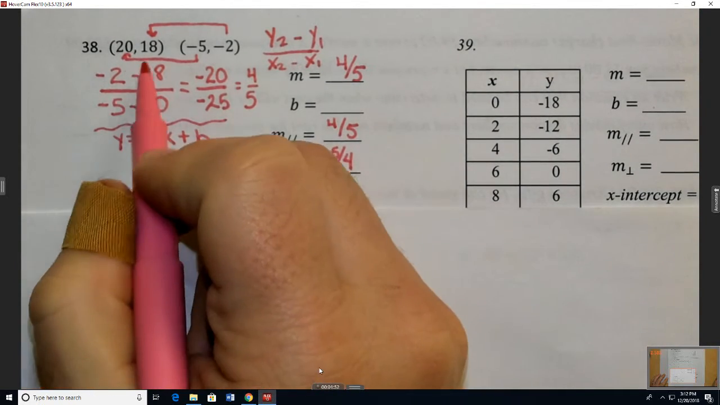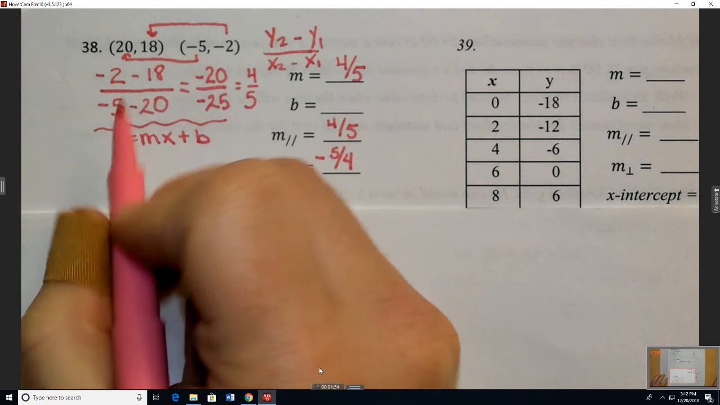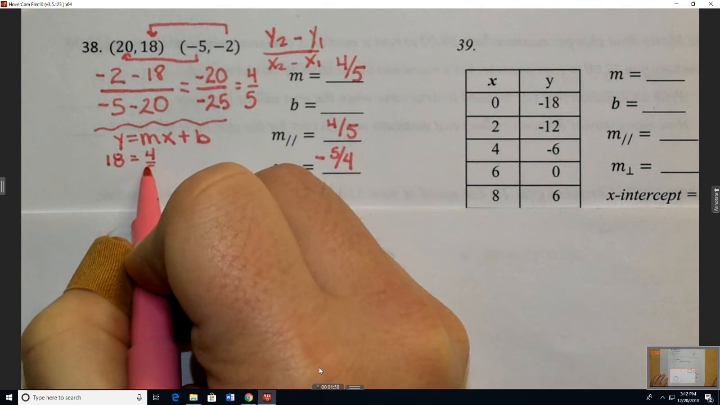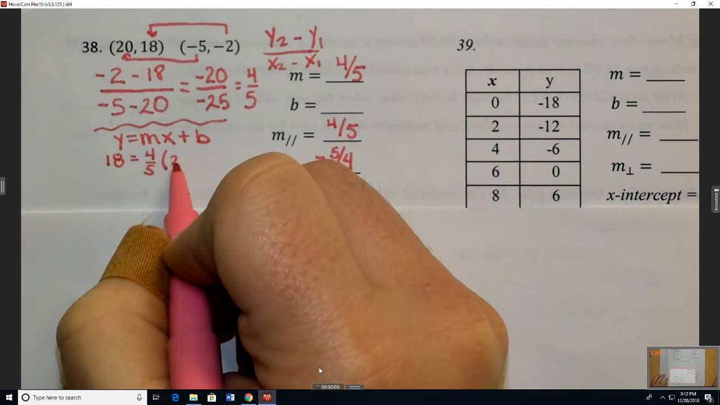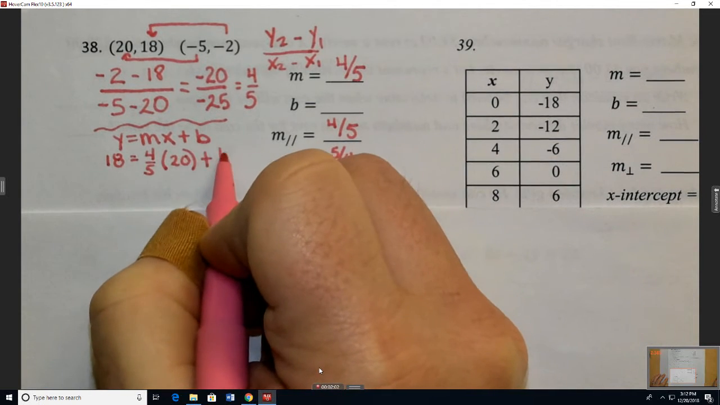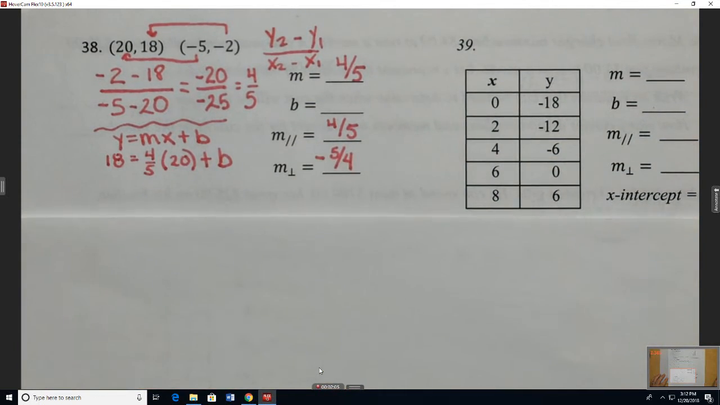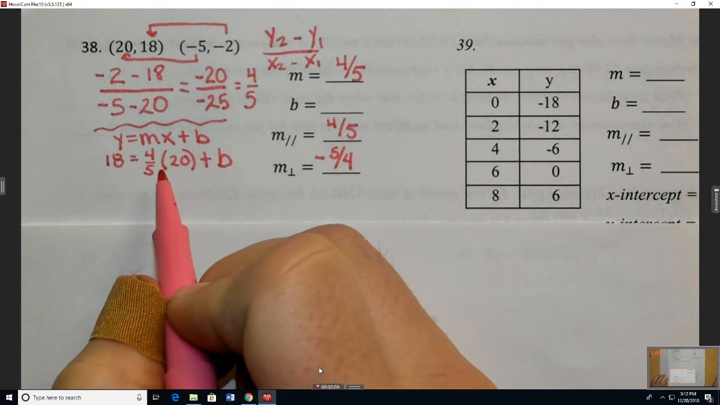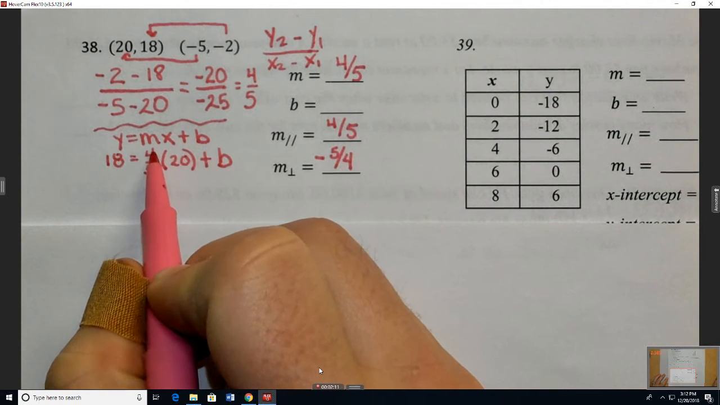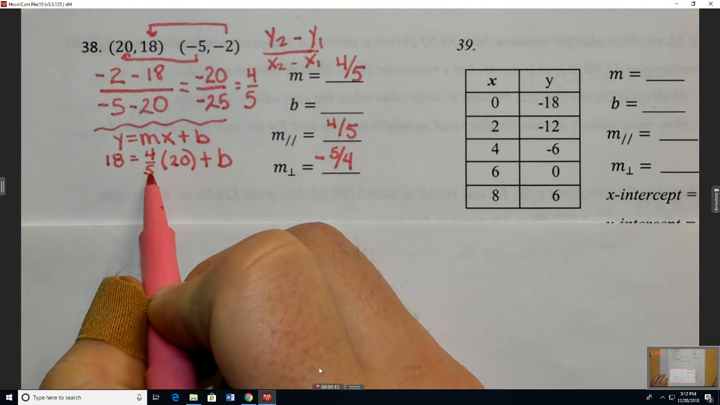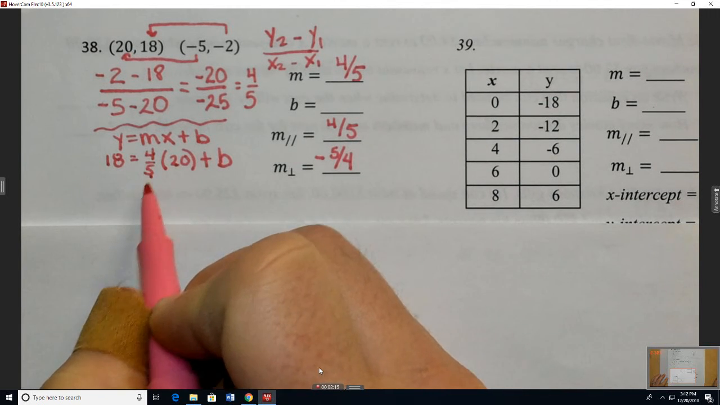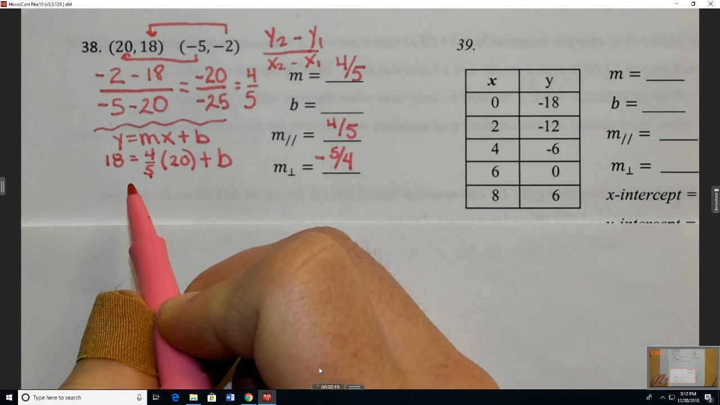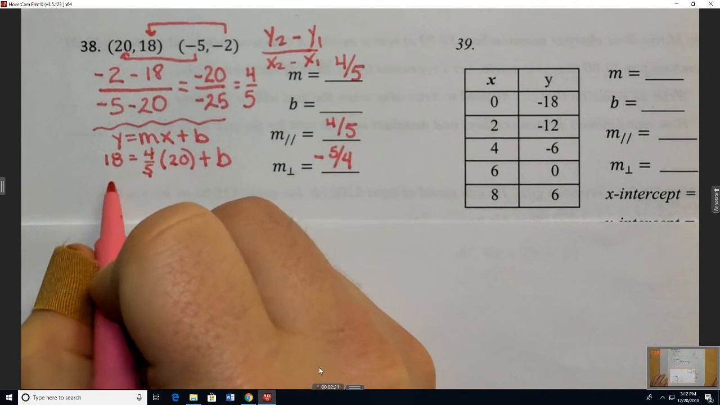So we're going to go ahead and just use this first point here. We'll fill in y as 18, m as 4/5, and x as 20. And in my class we talked a lot about how you can multiply 4 times 20 and then divide by 5, so that it's something you could maybe do in your head. This makes 80, and when you take 80 and divide it by 5, you end up getting 16.